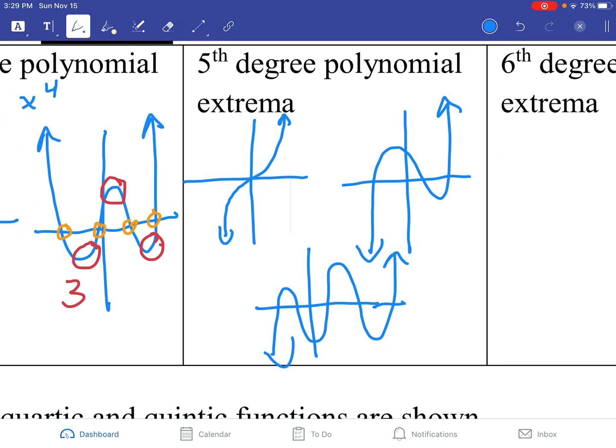So if we count these up, there are no extrema here. So there's none, because there's no peak or valley, just a flowing curve. Here we're going to put 0. Here there are 2. Here there are 1, 2, 3, 4.